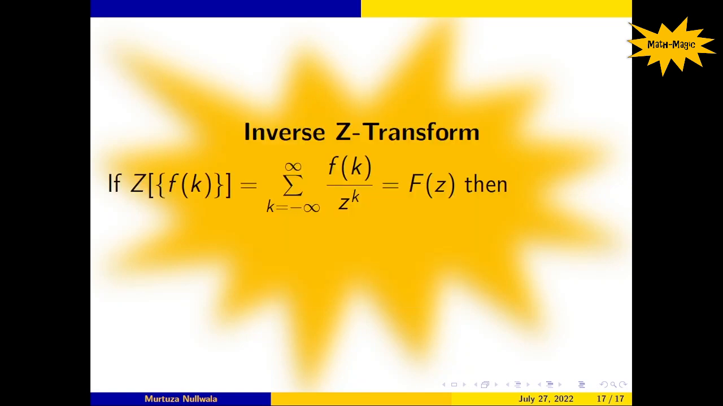So now let's define what an inverse Z transform is. If the Z transform of the sequence f of k is given by summation of k equals minus infinity to infinity f of k upon z raised to k, which is our function f of z, then the inverse Z transform of f of z is equal to the sequence f of k. So now you are running in the opposite direction. In the Z transform, the input was a sequence and the output was a function of z. In the inverse Z transform, the input will be a function of z and the output will be a sequence.